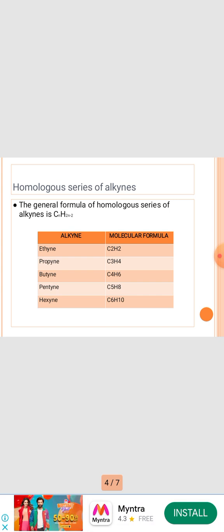Here again, when you look at the successive members, they differ by a CH2 unit. That is, if you add a CH2 unit to C2H2, you're going to get C3H4. Similarly, if you add a CH2 unit to C4H6, we're going to get C5H8, and so on.